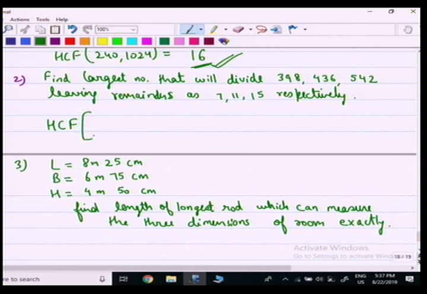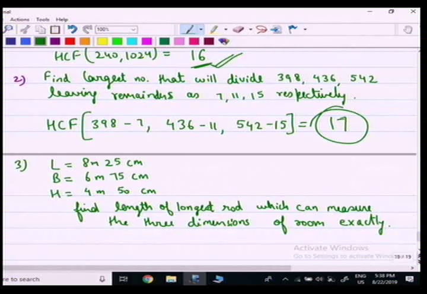For the second one, we just have to subtract all the remainders like this and find the HCF. This is the answer for the second one. Shillong, 17.